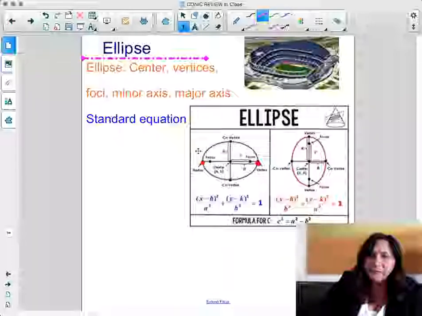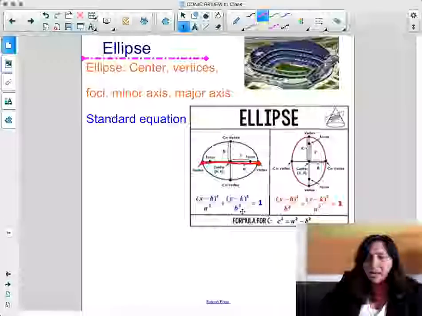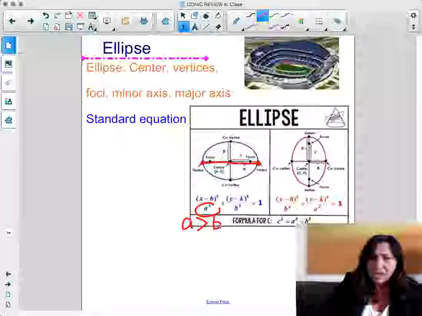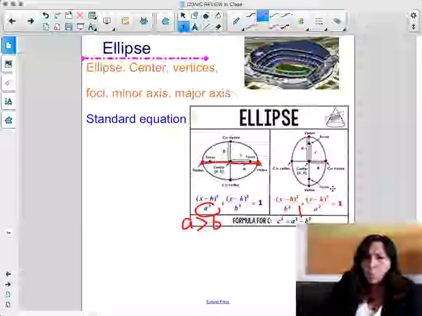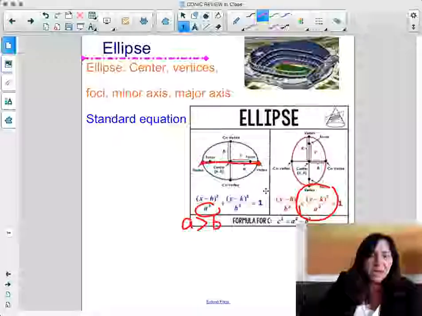If my major axis is on the x-axis, that means that my x coordinate, this a squared term, is positive. And also the y squared term is positive, but it also means that a is greater than b. It has to be bigger. Whereas my major axis, if it was on the y-axis, is going to be underneath the y. See how the y now has the a? So that means that a is always going to be on the larger axis, okay?